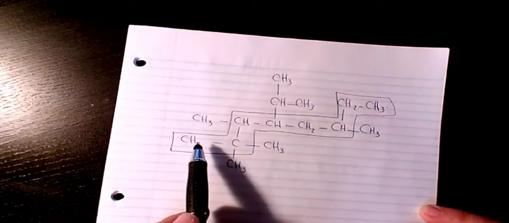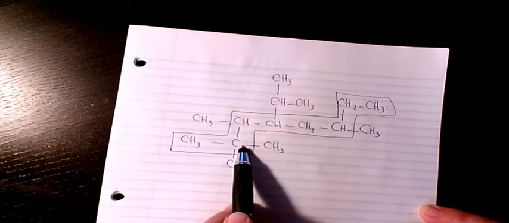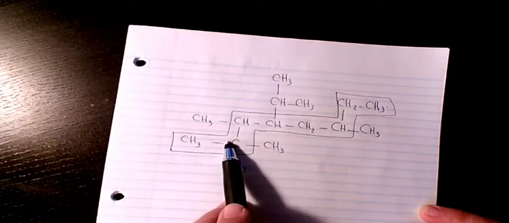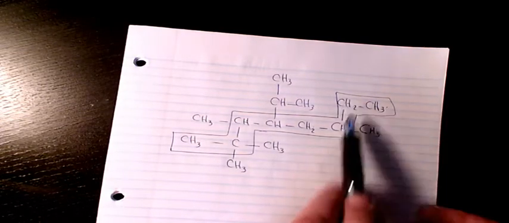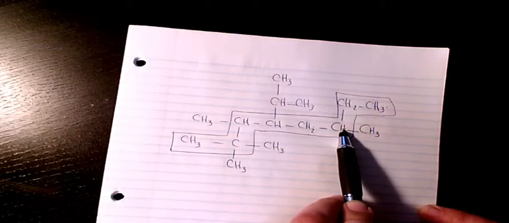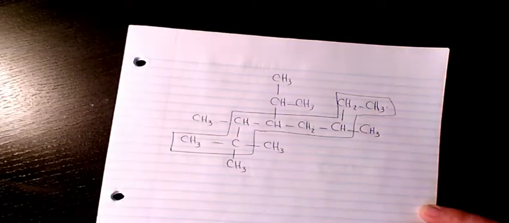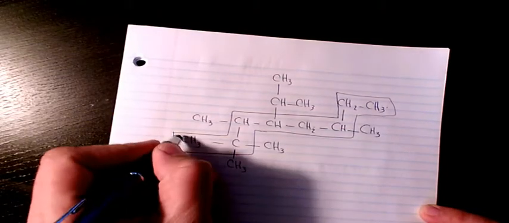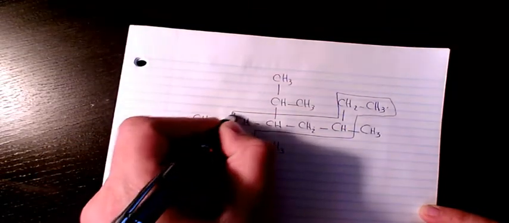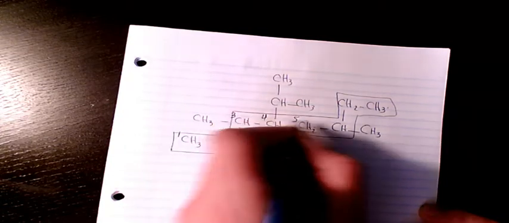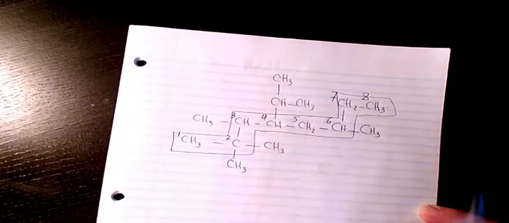If we start here, we have 1, 2, and the 2 methyl groups will be on the second carbon. And if you start from here, the first substituent is going to be on the third carbon. So it's better to start from this side. So we have 1, 2, 3, 4, 5, 6, 7, and 8.